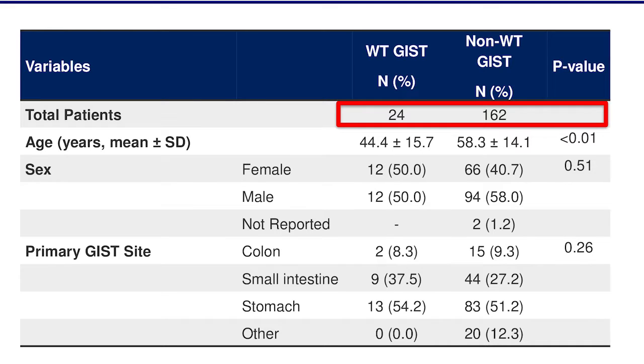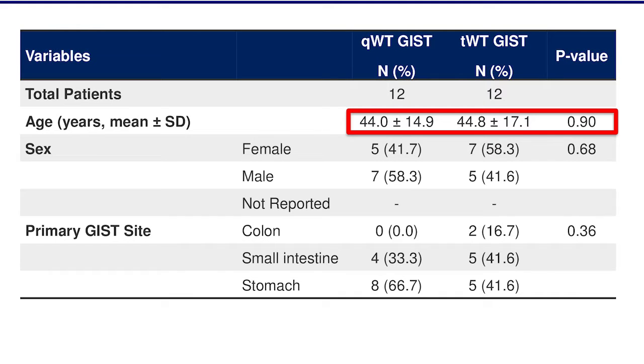But if we look at the patients that at the time we called wild type, meaning that they were wild type for KIT, PDGFRA, RAS, RAF, as well as NF1, and compare those to the non-wild type patients, we see a couple of things. One is that obviously they're a much rarer population. Two is that, age-wise, they tended to be in the mean age of up to the 40s.